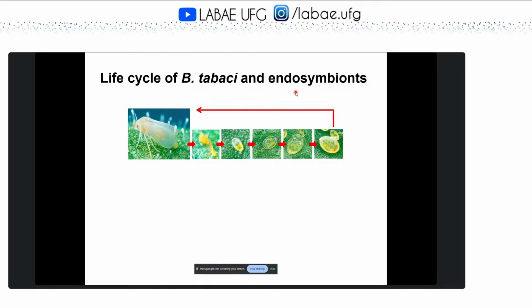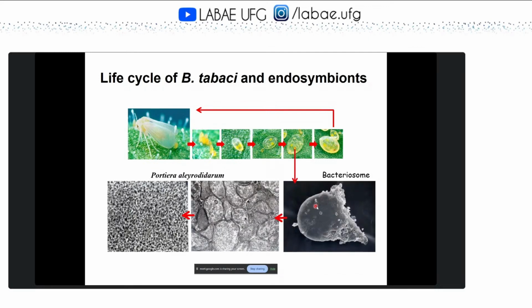This is the life cycle of the whitefly. And you see here the female that lays eggs, usually on the lower side of the leaf. Those eggs usually hatch to a crawler, and the crawler develops through different nymphal stages. And if you look carefully at the nymphal stages, you can see those two yellow dots in the nymph. And if we look inside these yellow dots, you can see that they are full of bacteria.